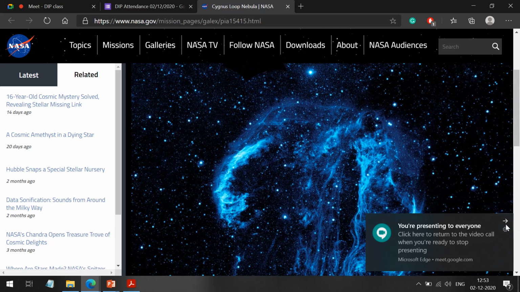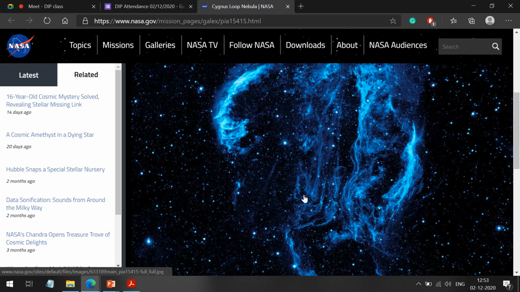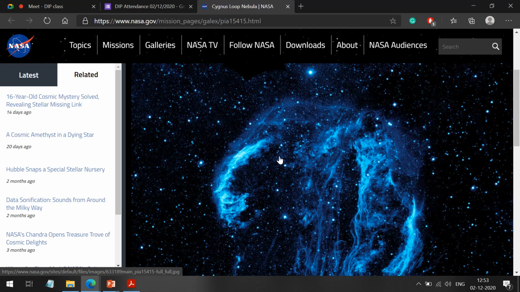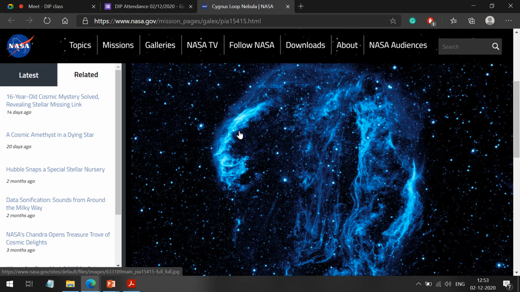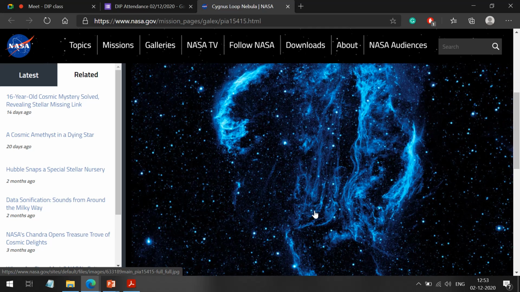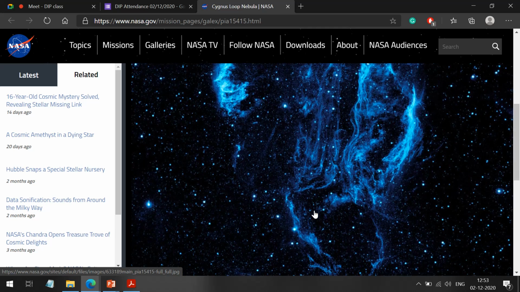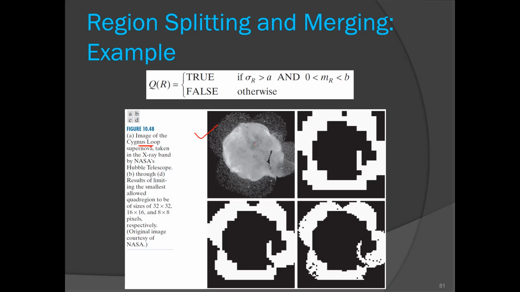This is the image of the supernova, and this is a cloud of super hot dust and gas. And this is the X-ray image of that, and we are interested in finding this outer, less dense region. So we want to find this region surrounding the highly dense region of the cloud, and we have a constant background outside.